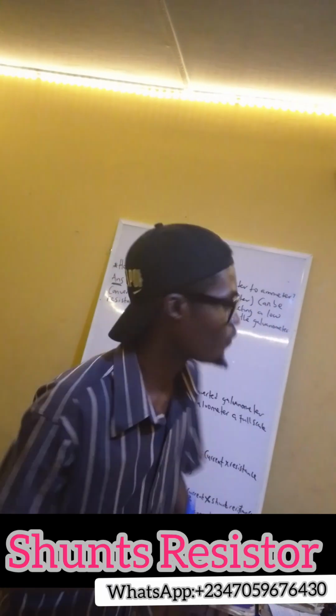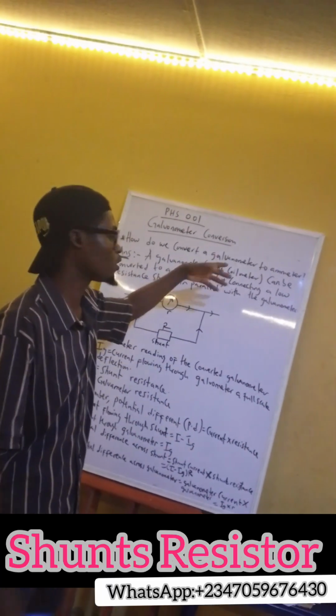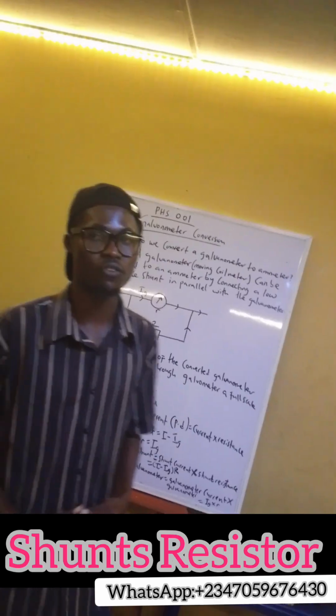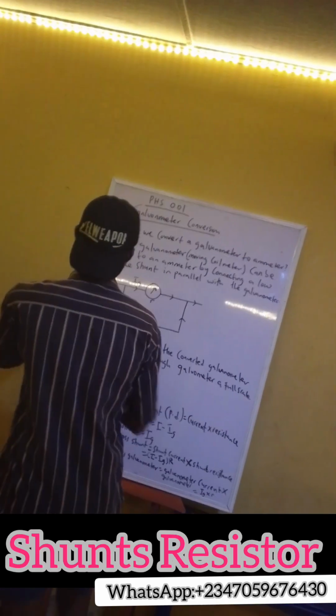And I want you to know something. The other name for a galvanometer is called what? MCM. What's the full meaning of MCM? We call it moving coil meter. The other name for galvanometer is moving coil meter. So study this very well and understand it.